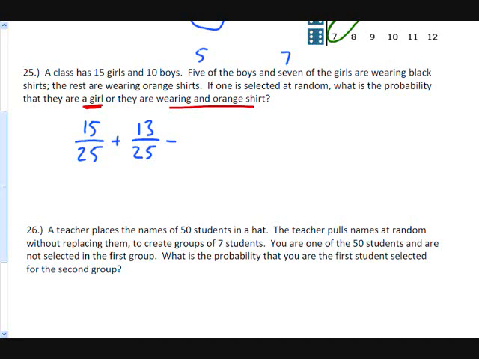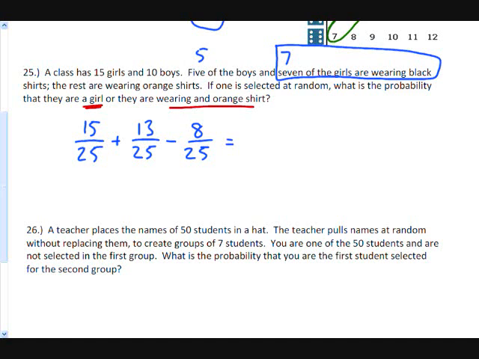If we looked, there were 7 girls that were wearing a black shirt. There's 15 girls total, which means that there are 8 girls that are wearing an orange shirt. And the reason, again, that we have to subtract these things is because those 8 girls were counted amongst the folks that were girls, and then they were counted again during the second probability of those wearing orange shirts. So we've counted those 8 girls twice, so we have to subtract the overlap.